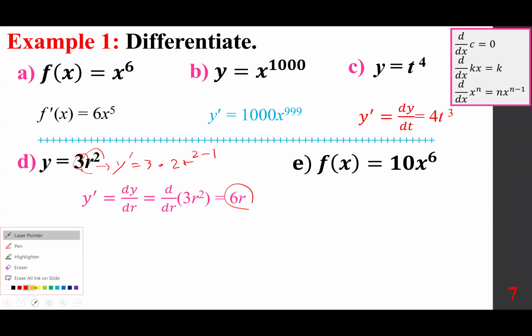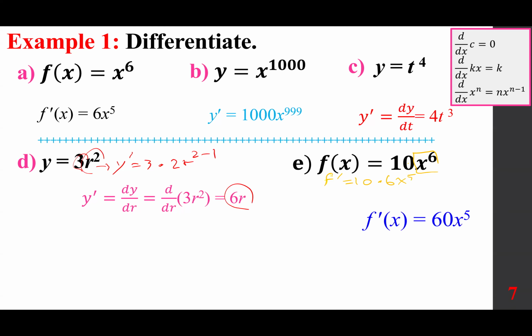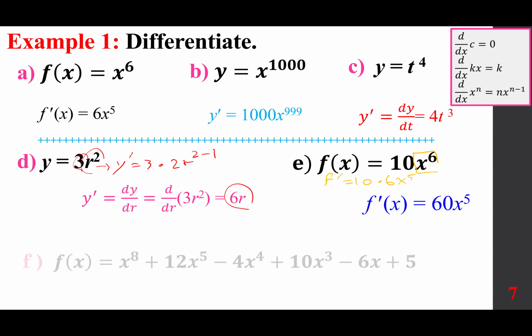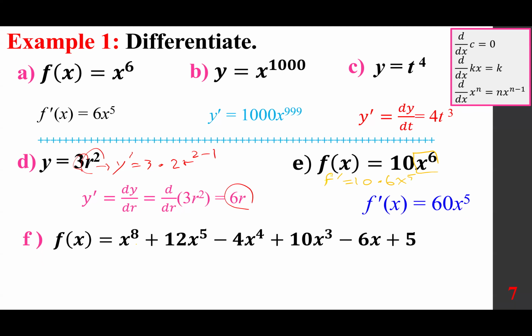This one, f prime is 10 times 6x to the power of 5, or 60x to the power. So we're going to do one by one. x to the power of 8, 8x to the power of 7. 12x to the power of 5, we multiply these two, we get 60x to the power of 4.